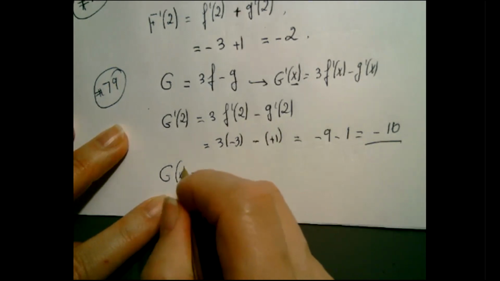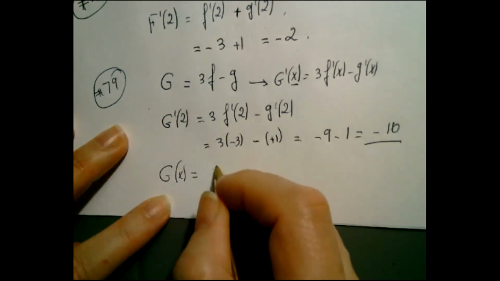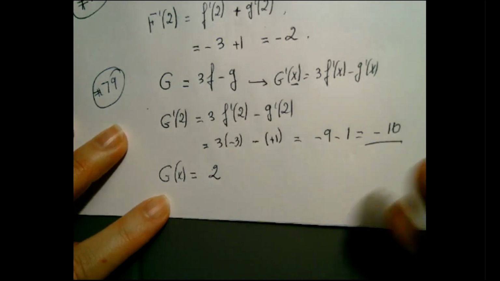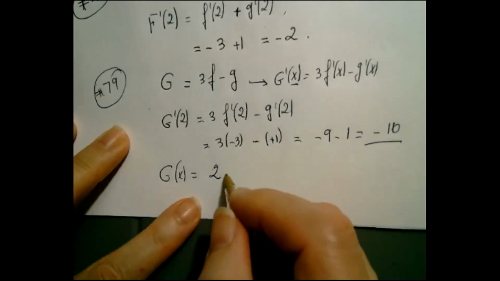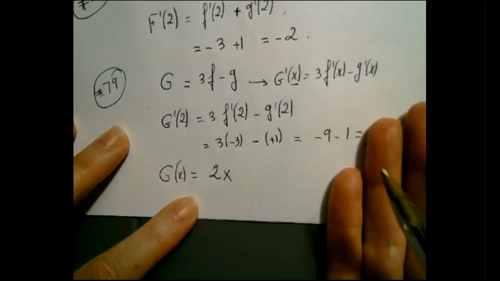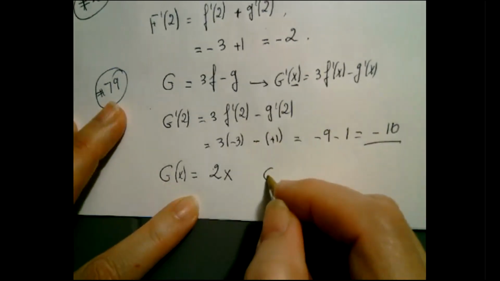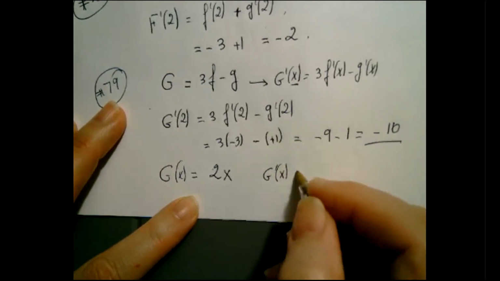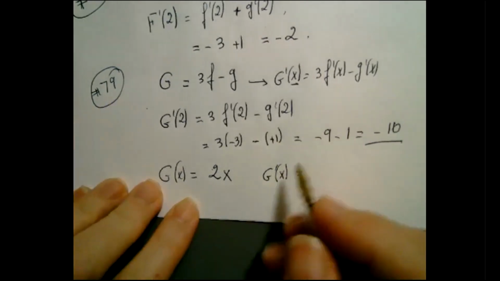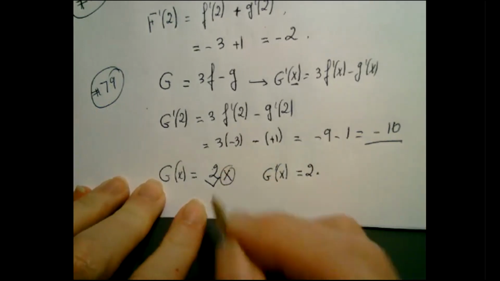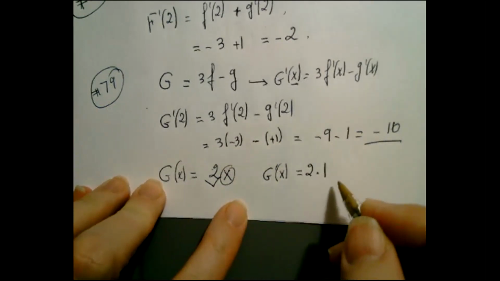So g of x is 2? Yes. It means g prime is 0. Okay, I'm honestly trying. Is it 2x? That's what I read. So if g of x is 2x, then g prime is, this is a constant, which is a 2. The derivative of x is 1.